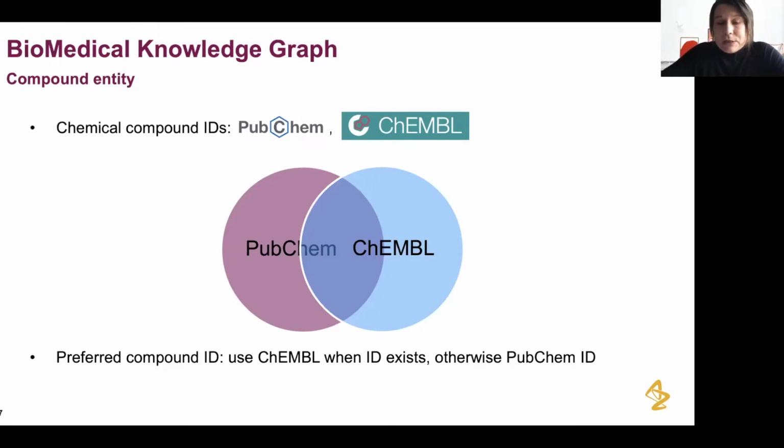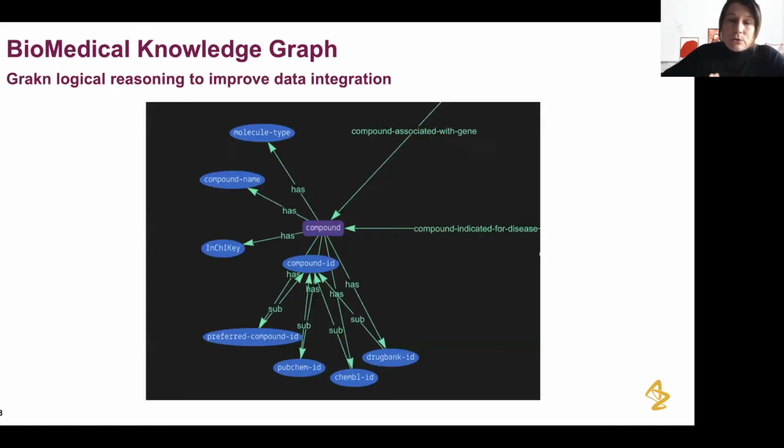So what to do? We need some preferred compound ID to reference and to integrate the data. So we decided we're using ChEMBL when an ID exists. We are part of Europe, after all, not the European Union, but Europe, repeating Tomás's joke. But otherwise, if a ChEMBL ID doesn't exist, so this compound is not in the ChEMBL database, then we're using PubChem.